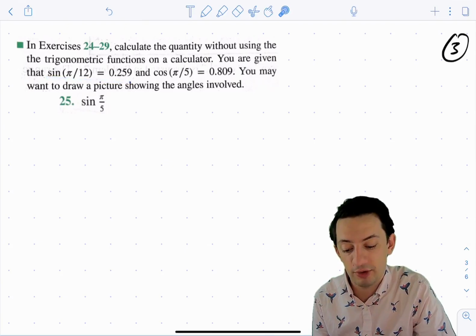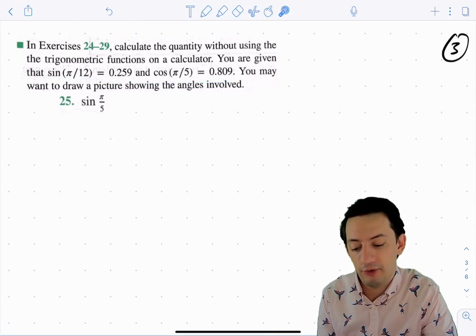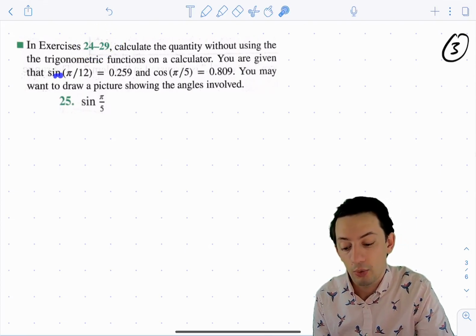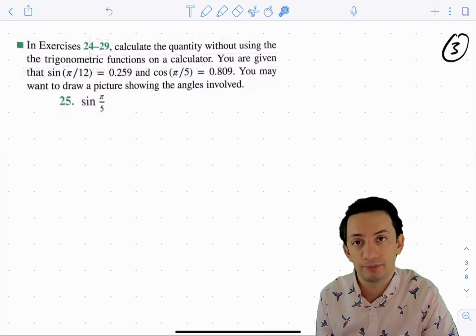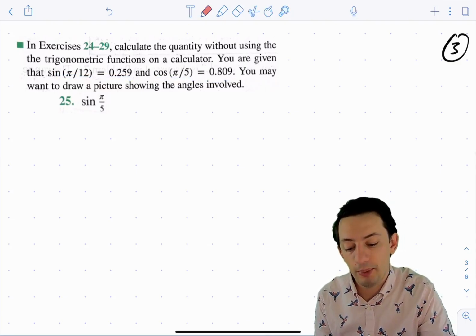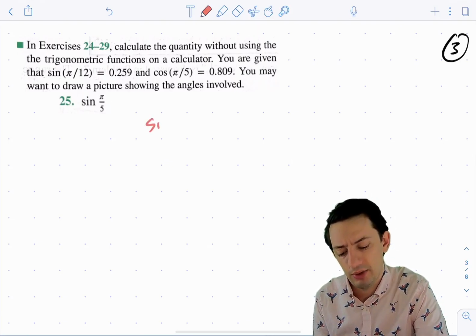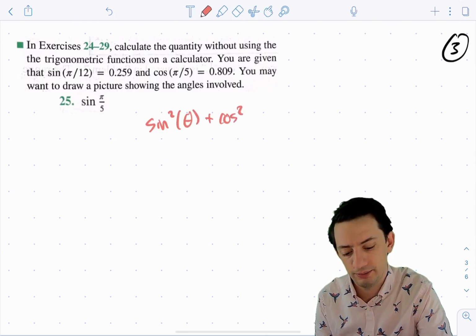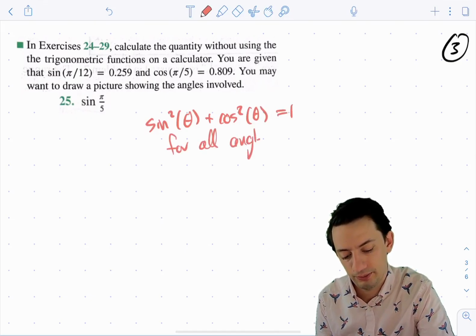We have sine of pi over 12 and cosine of pi over 5. And for these exercises from 24 to 29, depending on which one you're looking at, one of these might be the helpful one. In some of them, the other one would be the helpful one. Well, we've got a couple tricks here. One is that we have this identity we talked about, sine squared of theta plus cosine squared of theta equals 1 for all angles theta.